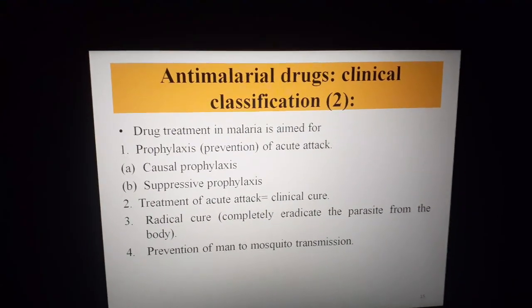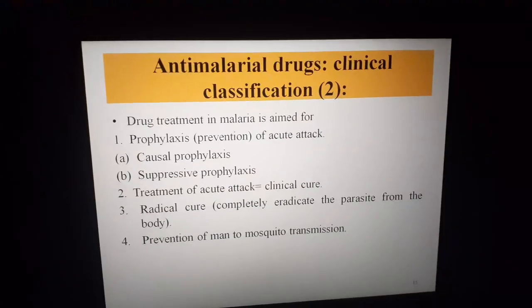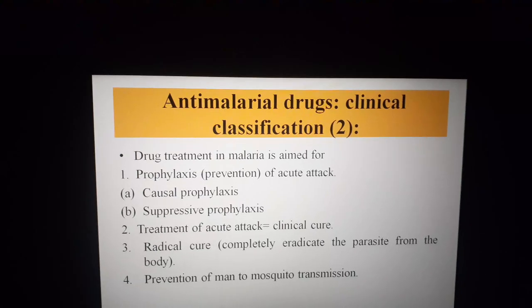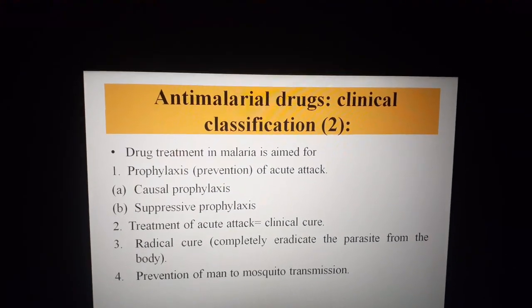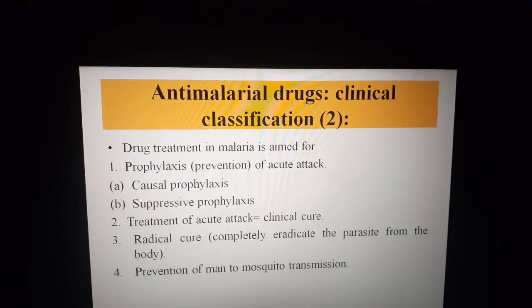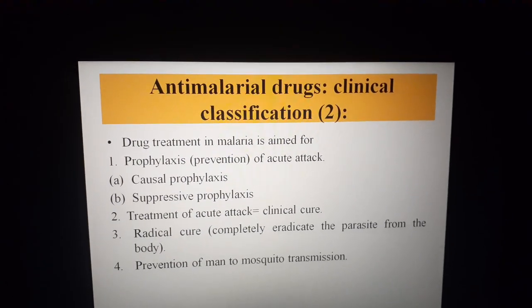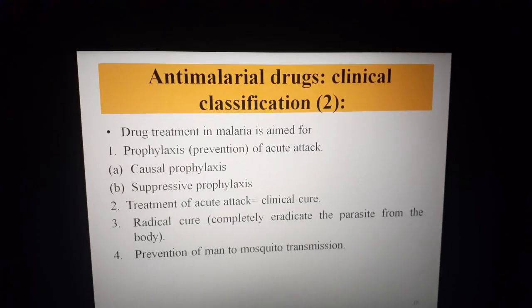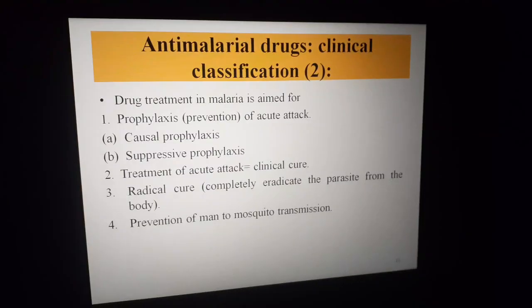The second way of classifying these drugs is clinical classification. Drug treatment in malaria is aimed at, first, prevention of acute attack, that is the prophylaxis. Second, treatment of acute attack, that is the clinical cure. Third, radical cure, that is to completely eradicate the parasite from the body. And fourth, prevention of man to mosquito transmission. So we will see in the next slides how this is achieved.